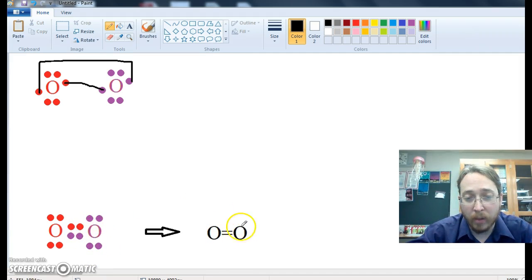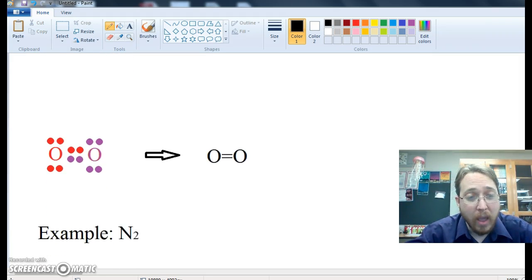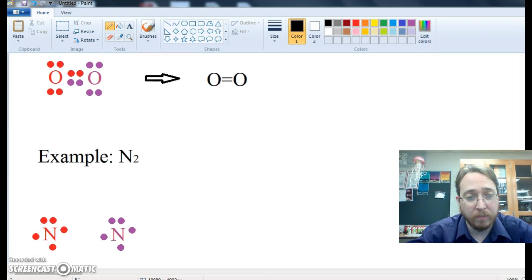When we switch over to our molecular models, instead of using 1 line to represent a shared electron pair, we have 2 lines because they're sharing 2 pairs of electrons. This is a double bond between these oxygen atoms to give us a diatomic oxygen molecule. We can also make triple bonds. One example of that is nitrogen, another diatomic molecule.